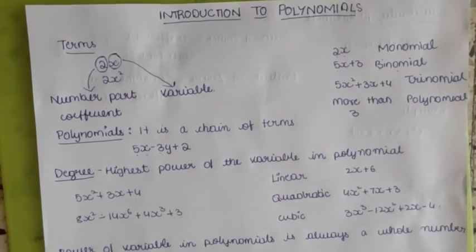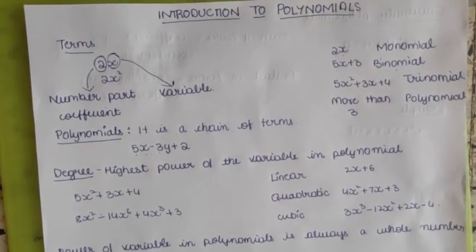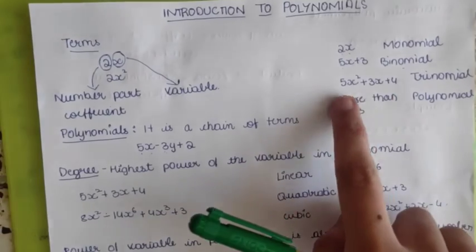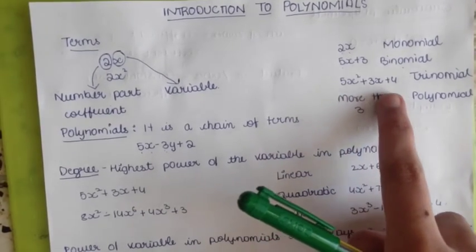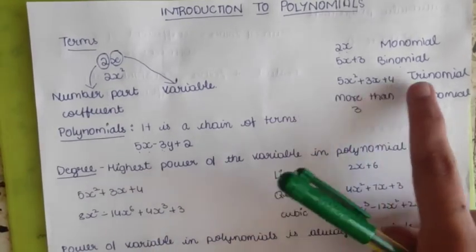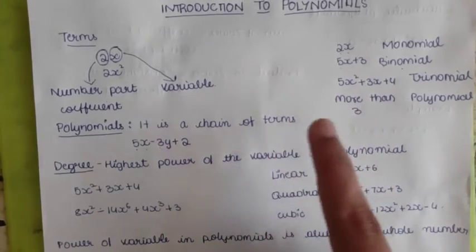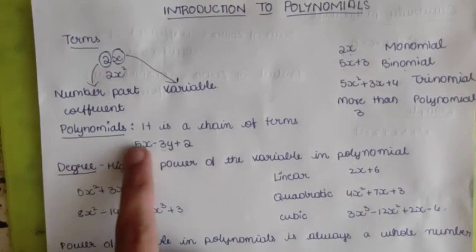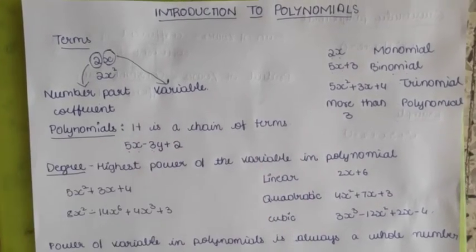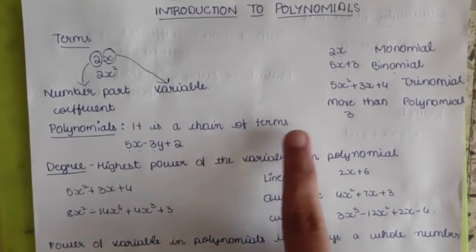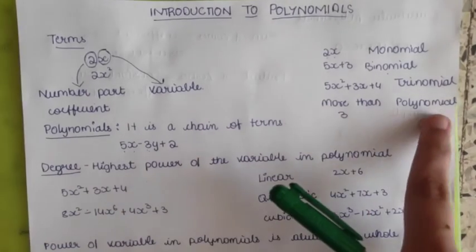Trinomial is an expression which has three terms. For example, you can see here 5x square plus 3x plus 4. This is an example of a trinomial. Polynomial means which has more than 3 terms. A polynomial has many terms, a chain of terms, so an expression which has more than 3 terms is called a polynomial.